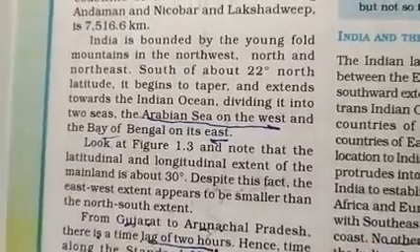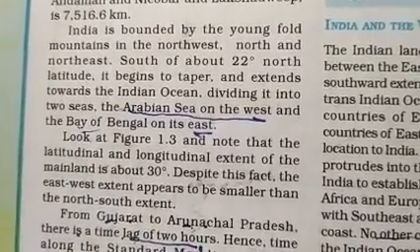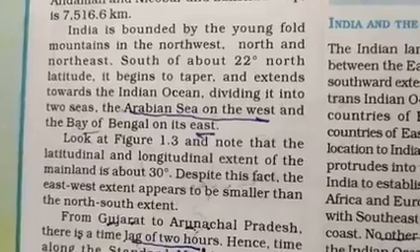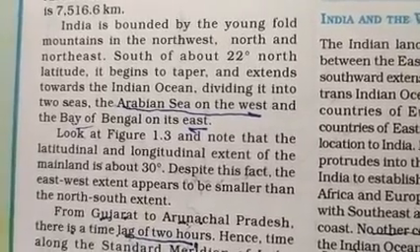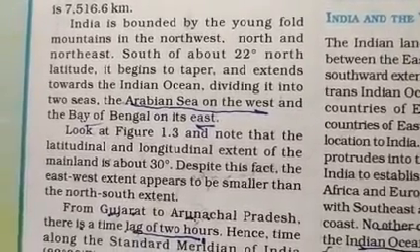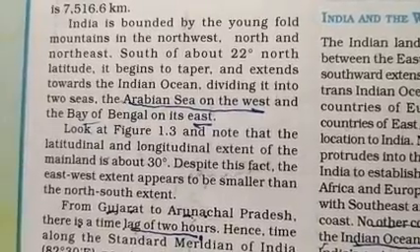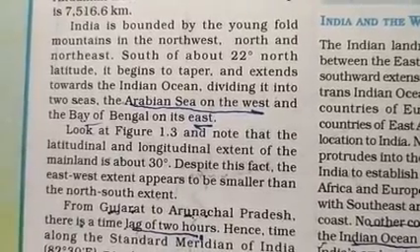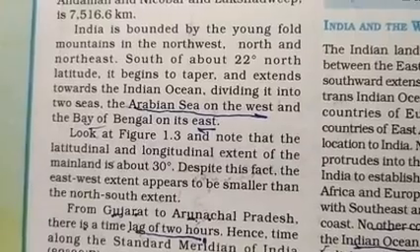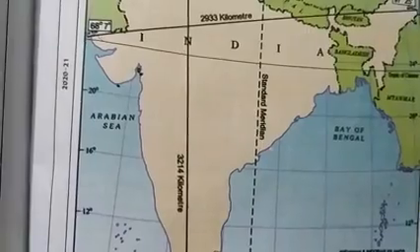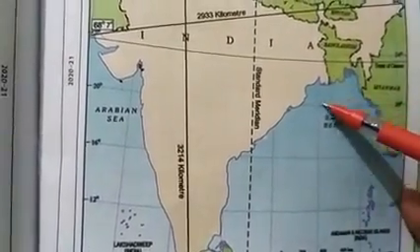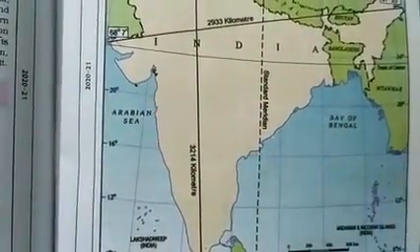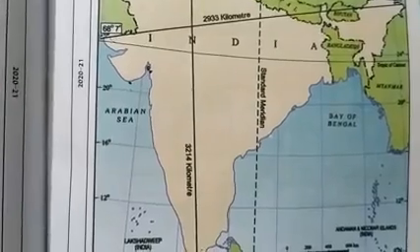India is bounded by the Himalayan Mountains in the northwest, north and northeast. South of about 20 degree north latitude, it begins to taper and extend towards the Indian Ocean, dividing it into two seas, that is the Arabian Sea on the west and the Bay of Bengal on its east. You can see this description: Bay of Bengal in the east and Arabian Sea in the west of our country.